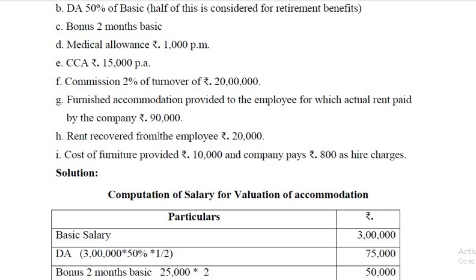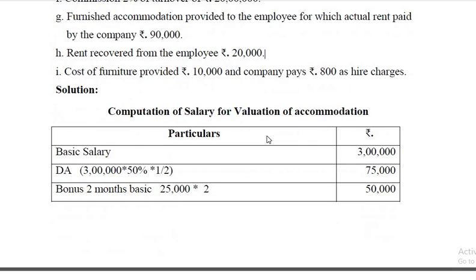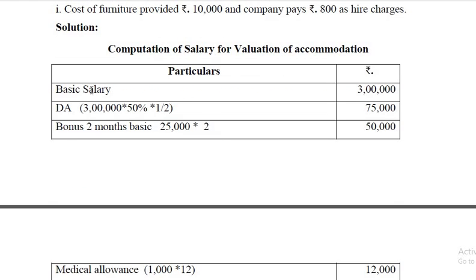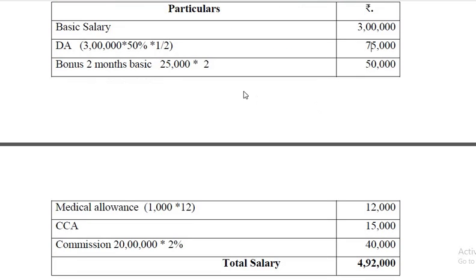Now, in this case, accommodation is not totally rent-free because some amount is collected from the employee. 20,000 is collected from the employee. Therefore, it is concessional accommodation, not rent-free accommodation. Well, let's see the solution. Basic salary is 3 lakh. DA, 50% of basic. Of that, half is entering into retirement benefits, that is 75,000. 2 months basic, 50,000.